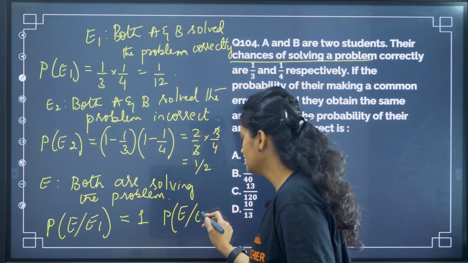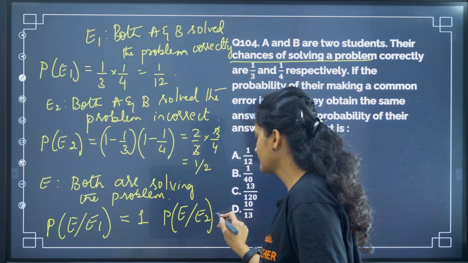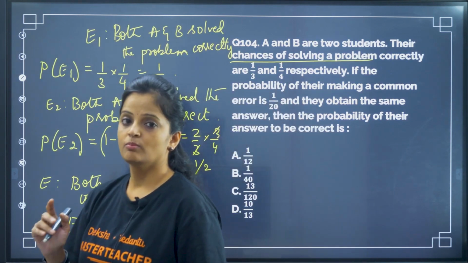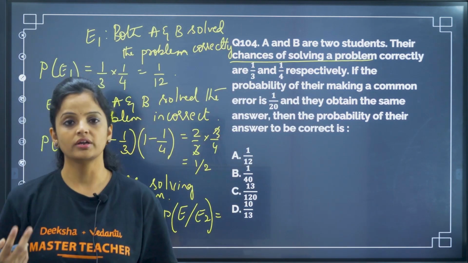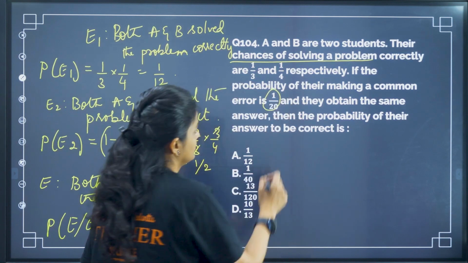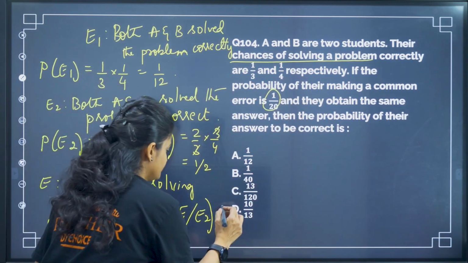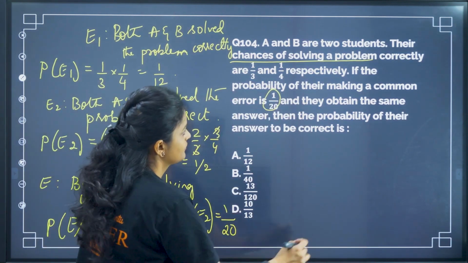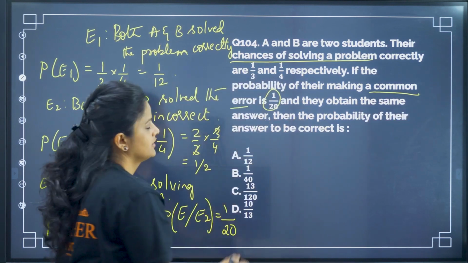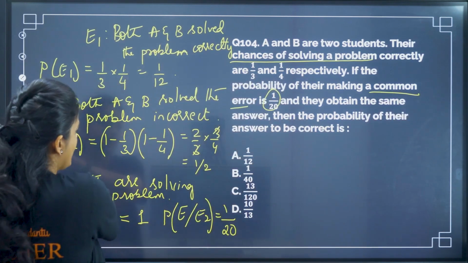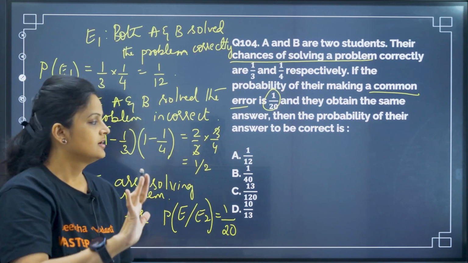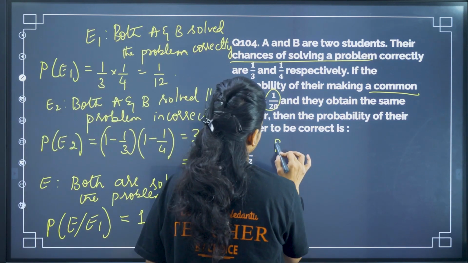Both are solving and both are going wrong. What is the probability? Can you think? They have only given, 1 by 20. Okay. See, they have given that they are making the common error, that is 1 by 20. Okay. Now we have whole and sole data. Now just putting in the formula.